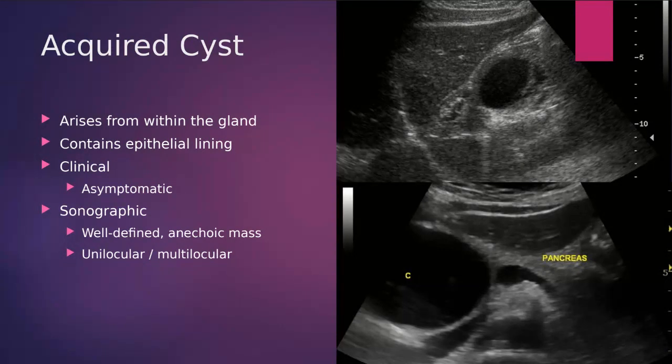On ultrasound, it's going to be nice and anechoic, well-defined, with clear-cut borders. It's usually going to be unilocular, meaning it doesn't have any septations or any pockets within it, but sometimes we can see those loculations inside of it. Again, we are following up on these acquired cysts of the pancreas. We're not just ignoring these or letting the patient continue on with their normal day-to-day life, doing a little bit more investigation.